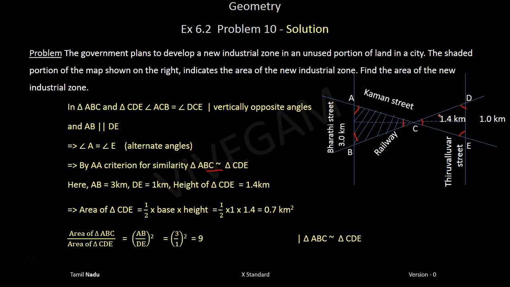What's the next step? So first step we have done. What was the first step? We need to show the two triangles are similar. So step 1 is over. Now what is step 2? We need to calculate the area of this triangle. That is, what is the area of this triangle CED?